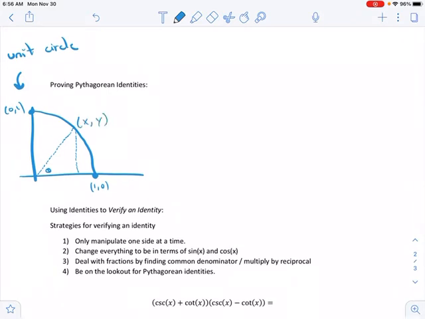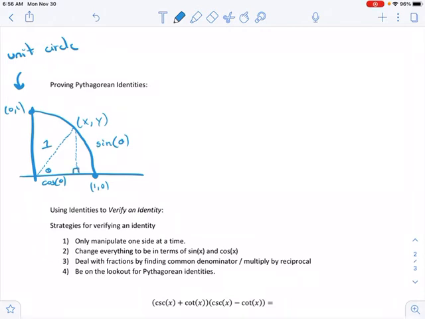And this opposite side is also sine. So sine of theta is also my y value. And then cosine of theta is my x coordinate here. And I know that my hypotenuse on the unit circle is 1.